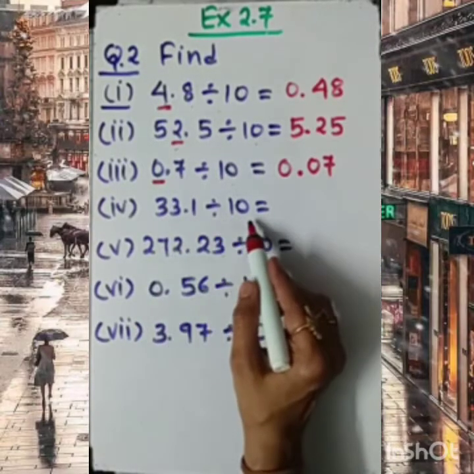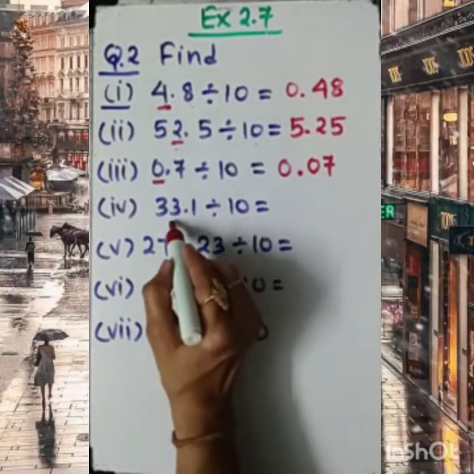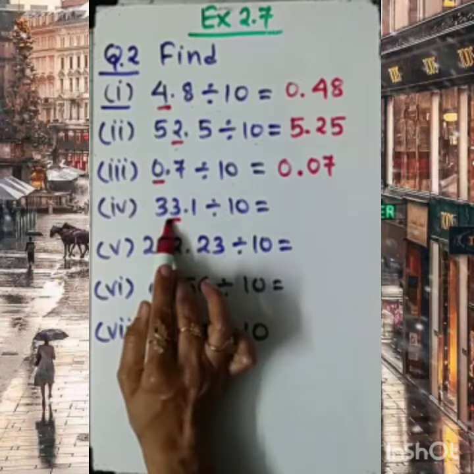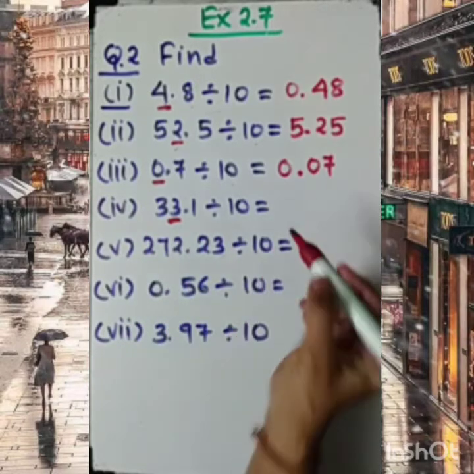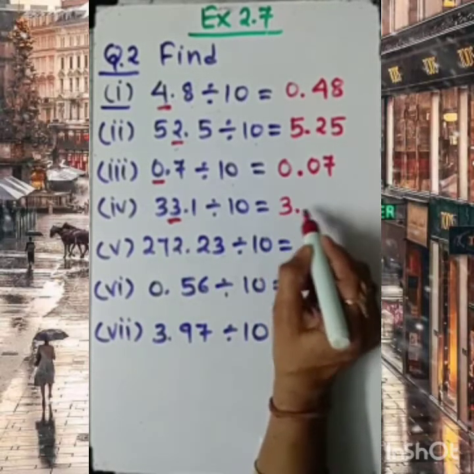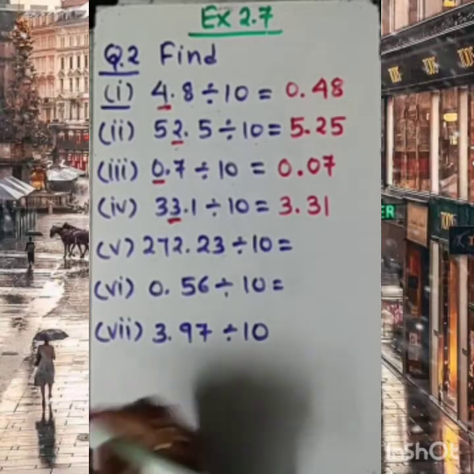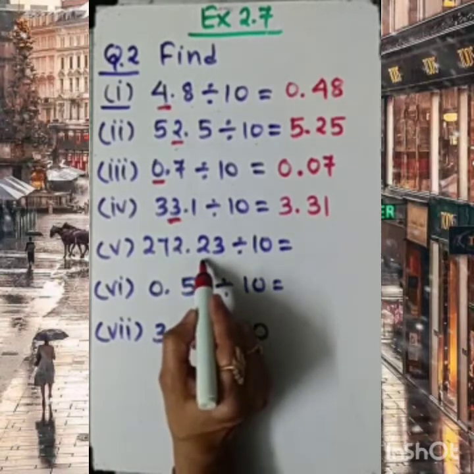33.1 divided by 10. Again I need to shift this 3. Whatever is before the decimal, that we need to shift to after the decimal, so it will become 3.31. Very simple, very easy technique I am showing you. Just try to get the technique.